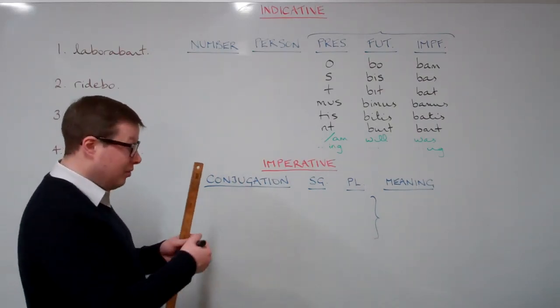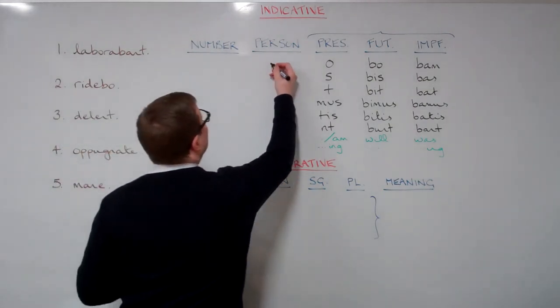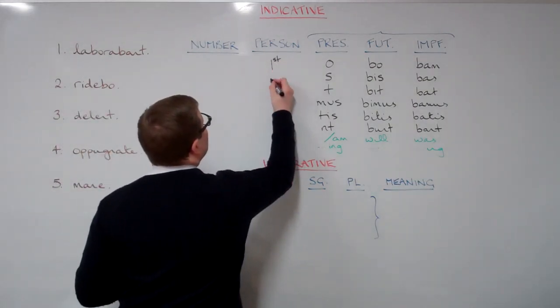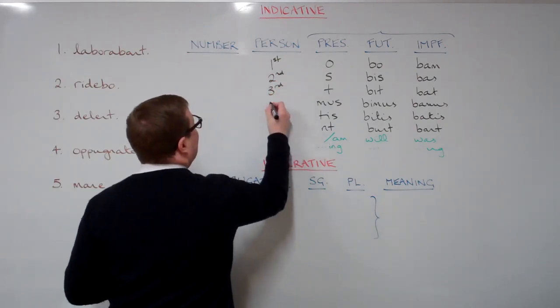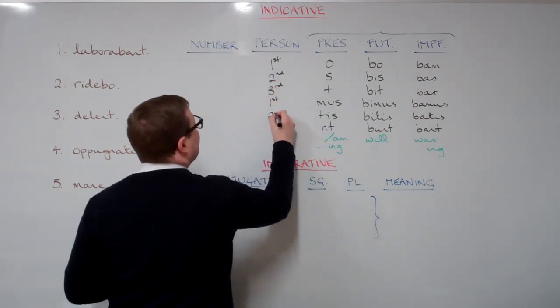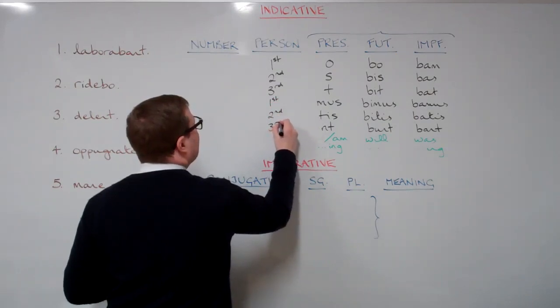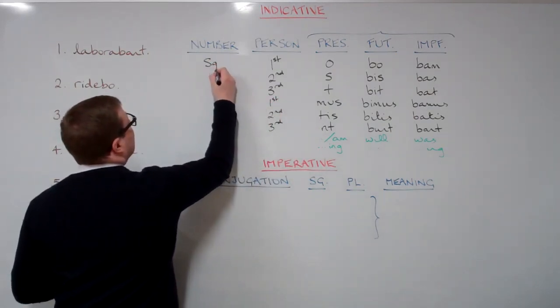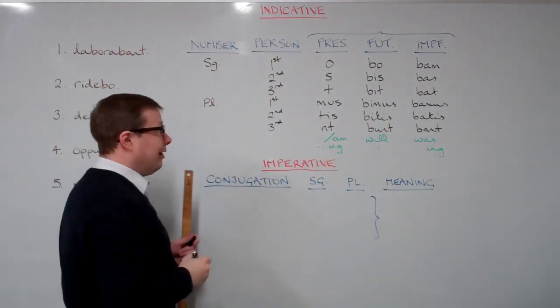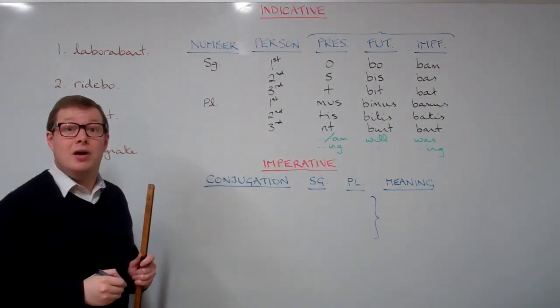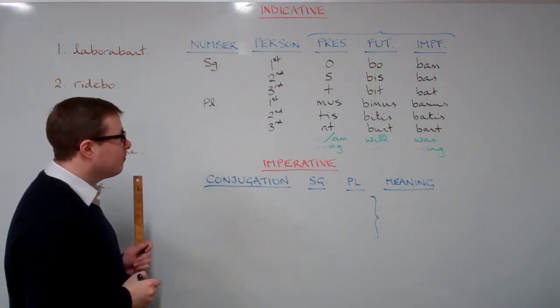Let's fill in the numbers and the persons as well. As I mentioned before, we have 3 persons, first, second and third, which are repeated in the plural. 2 numbers multiplied by 3 persons gives us the total of 6 endings per verb tense.